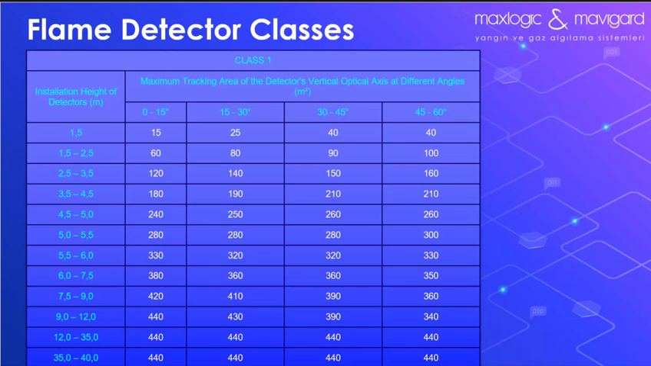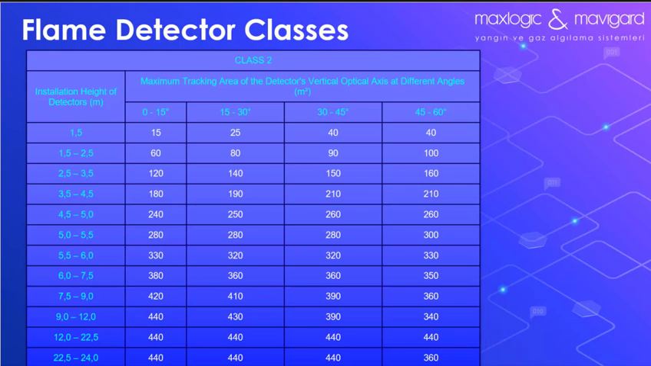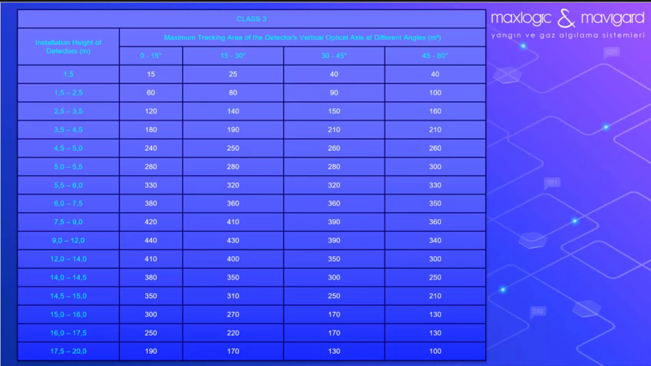Flame detector classes. The table shows how many square meters of area Class 1 flame detectors protect depending on installation height and viewing angle. And this is for Class 2. And this one for Class 3.